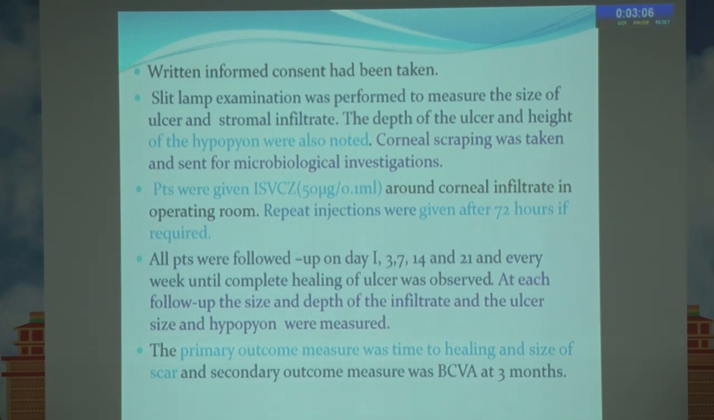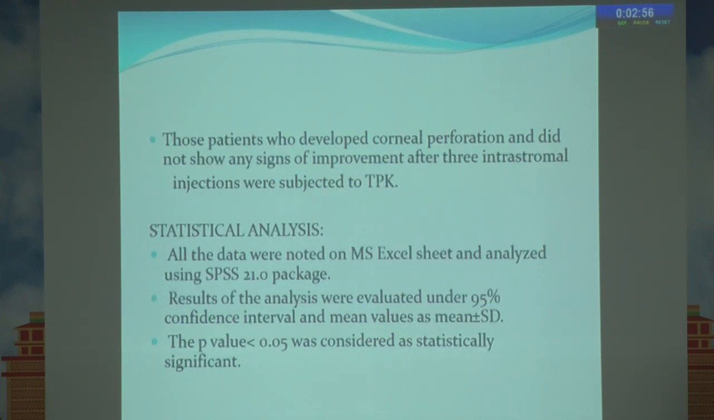Primary outcome was measured by time to healing and size of the scar. Secondary outcome was measured by best corrected visual acuity after 3 months. Those patients who developed corneal perforation or did not show any sign of improvement after 3 intrastromal injections were subjected to TPK.